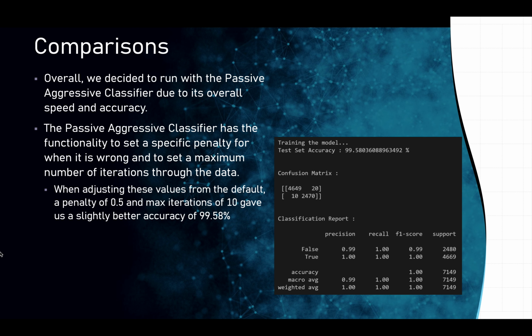So when adjusting these values from the default, a penalty of 0.5 and max iterations of 10 gave us a slightly better accuracy of 99.58%. And so we can see the confusion matrix, the classification report, and the overall test set accuracy in the picture.